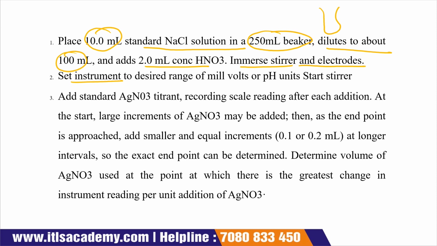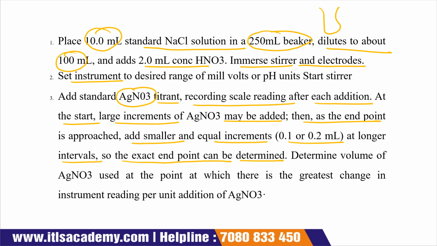Now you have to add the standard AgNO3 titrant and record the scale reading after each addition. At the start, large increments of AgNO3 may be added, and then as the endpoint is approached, add smaller and equal increments, around 0.1 or 0.2 ml at longer intervals, so that the exact endpoint can be determined. Determine the volume of AgNO3 used at the point at which the greatest change in instrument reading per unit addition of AgNO3 takes place.